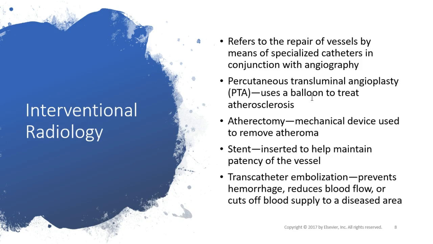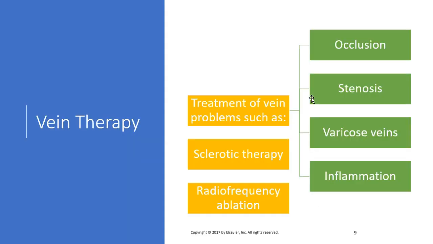Atherectomy is a mechanical device used to remove atheromas. Stenting is inserting a stent to help maintain the patency of a vessel. A lot of the stents are treated with drugs to keep it from clotting. Transcatheter embolization prevents hemorrhage and reduces blood flow or cuts off a blood supply to a designated area. They'll use this for uterine fibroids.